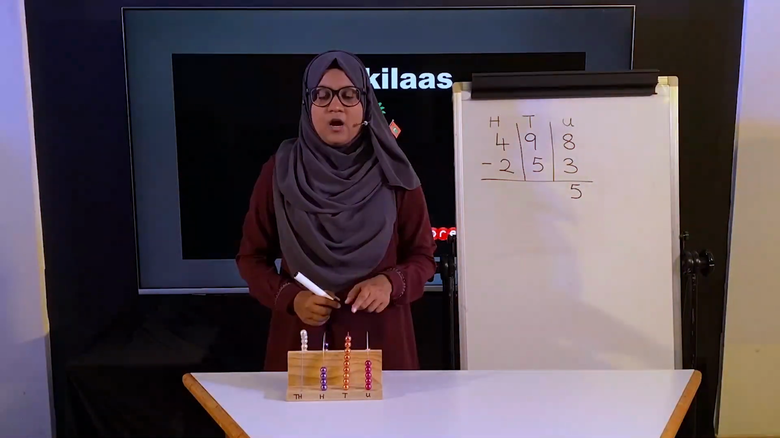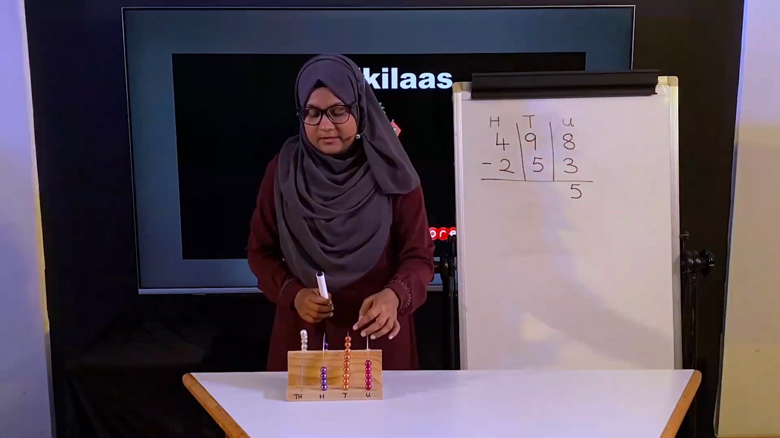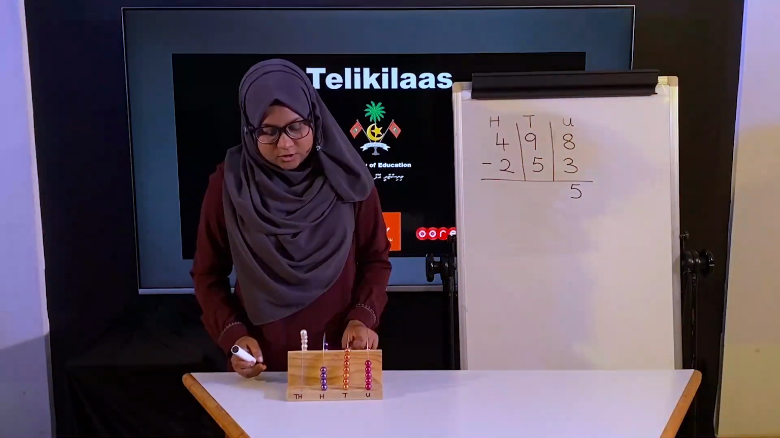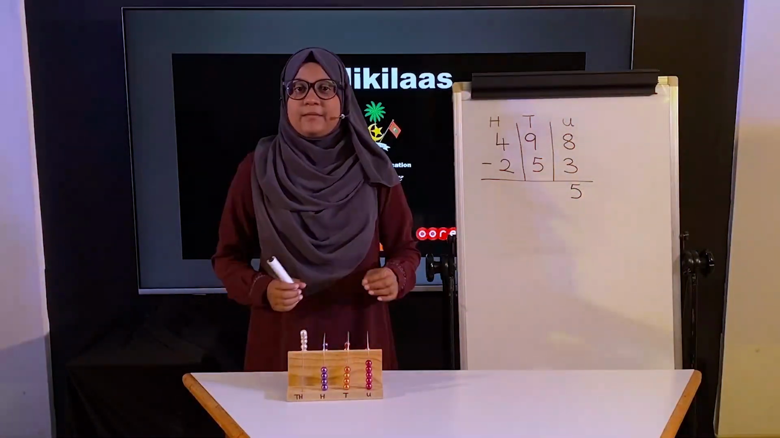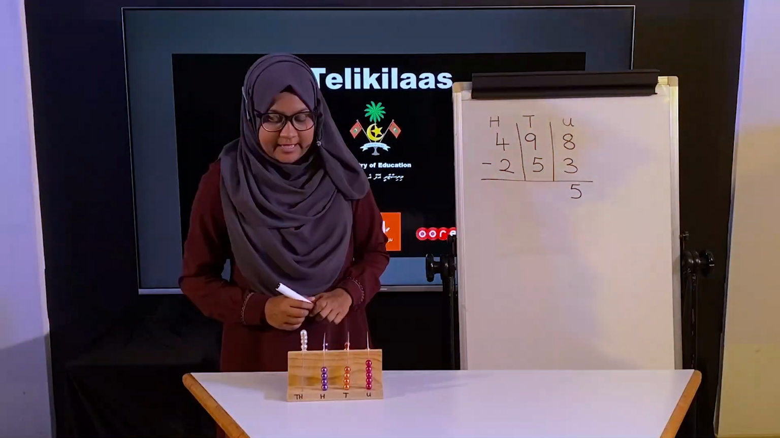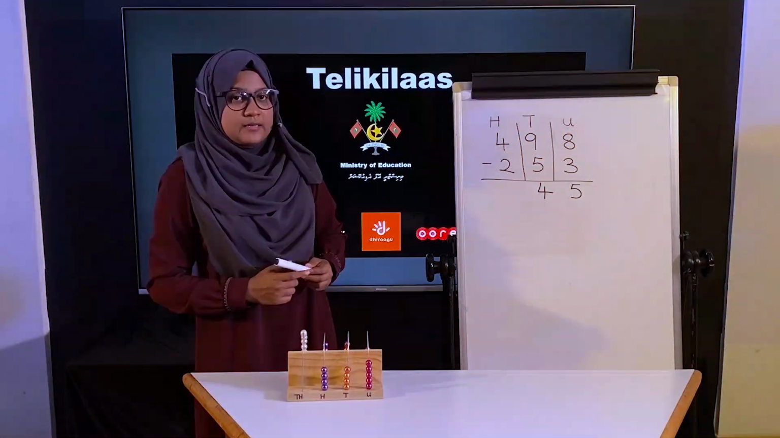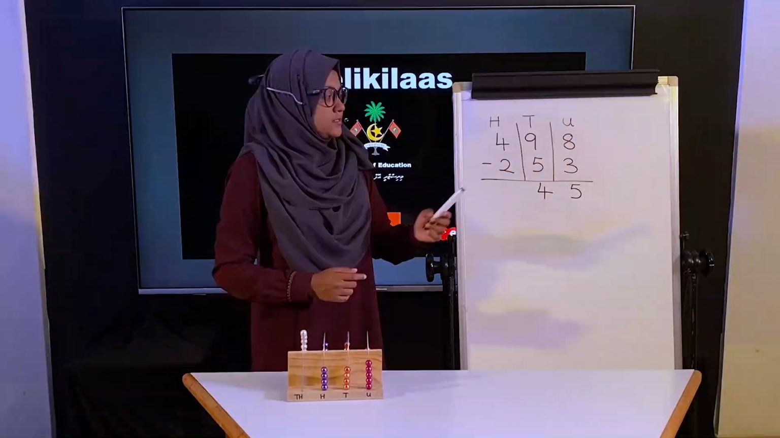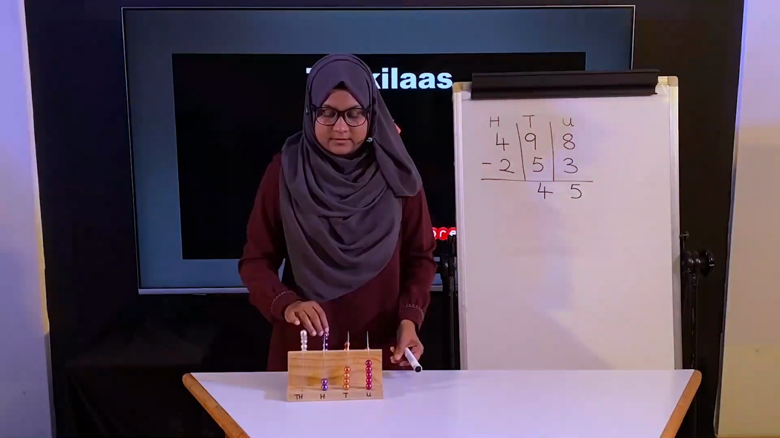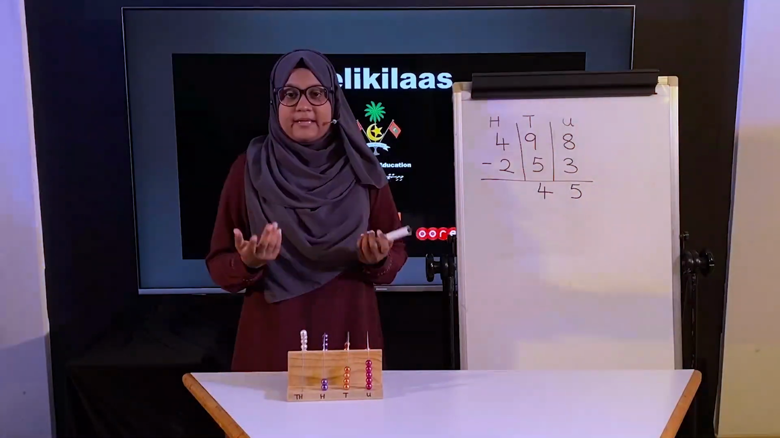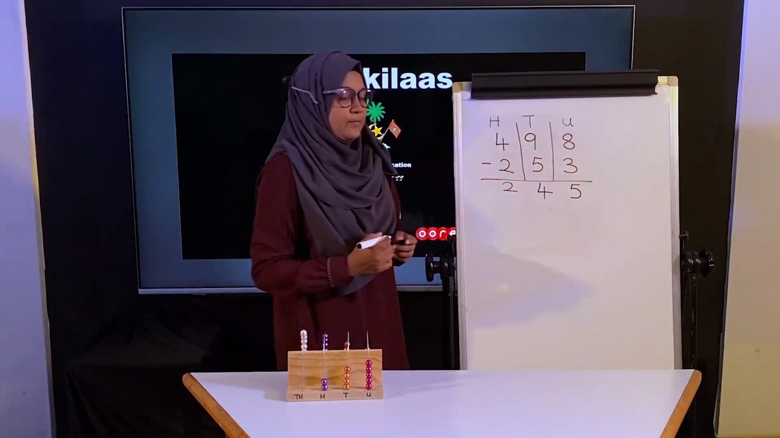In tens column, how many numbers do we have to take away? Yes, it is 5. So we will take 5 beads. 1, 2, 3, 4 and 5. How many beads are remaining on the tens place? Yes, it is 4. So we write 4 in the tens column. Similar to that, in 100 also we have to subtract 2 from 4. So we will take 2 beads and see what's remaining. Remaining is also 2. So we write 2 in the hundreds part.